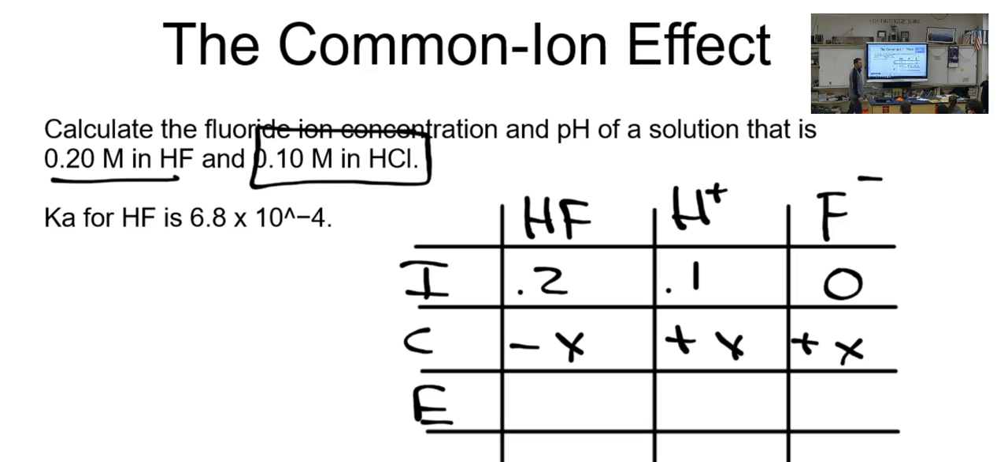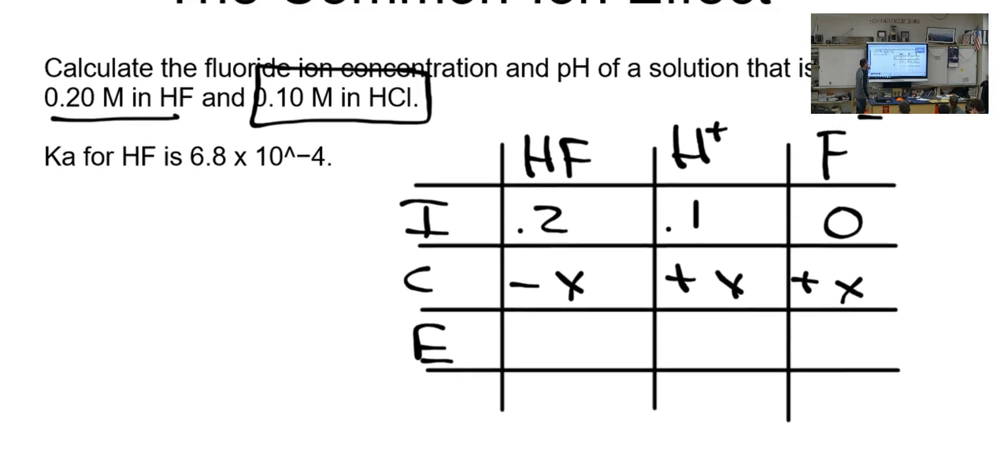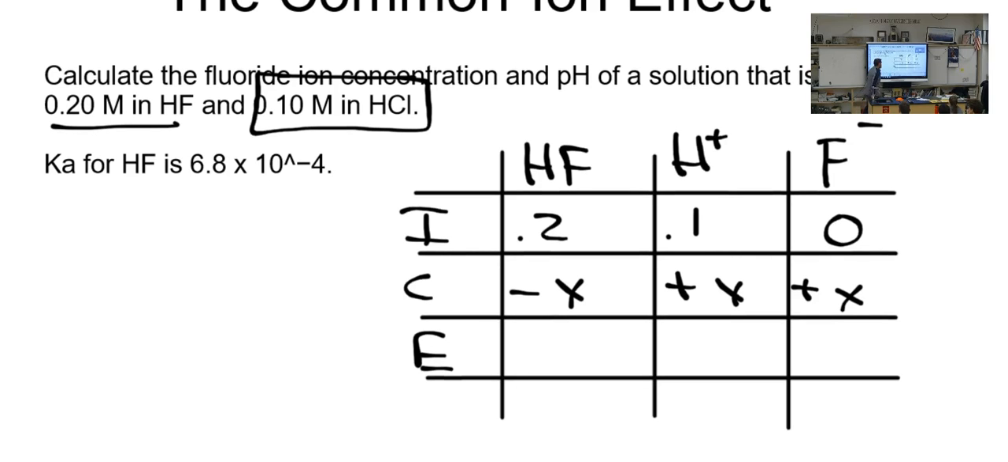You okay with that? Okay, the next part, just watch me do, but don't write it down yet. So this would be 0.2 minus X. This would be 0.1 plus X. This would be X. All right? You can actually write that. That's fine. I'm sorry. Go ahead and write that.